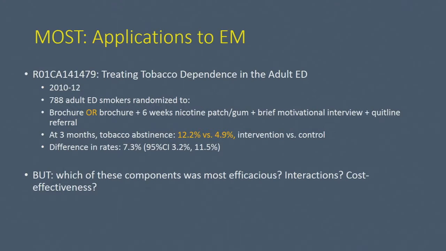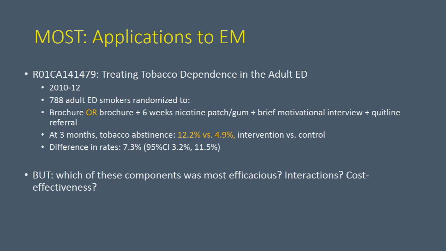The intervention arm got about 4 things. They got the brochure. They got 6 weeks of nicotine patches and gum. We physically gave them the gum, not a prescription. And we started the first dose right in the ED. We put the first patch on them right then and there.